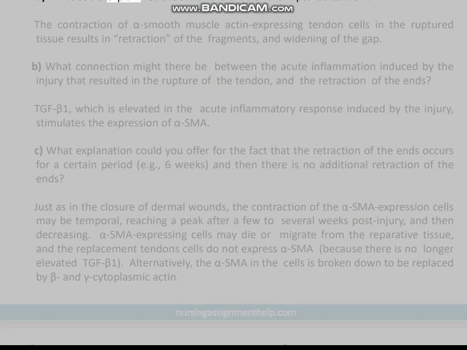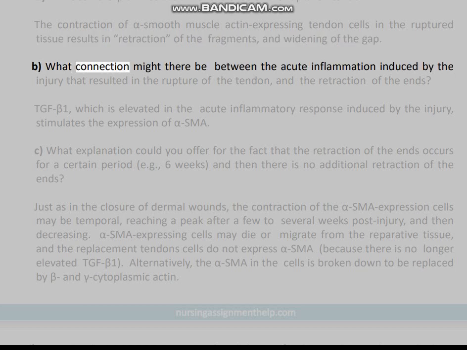1a. What could explain retraction of the ends of the ruptured tendon? The contraction of alpha-smooth muscle actin-expressing tendon cells in the ruptured tissue results in retraction of the fragments and widening of the gap.